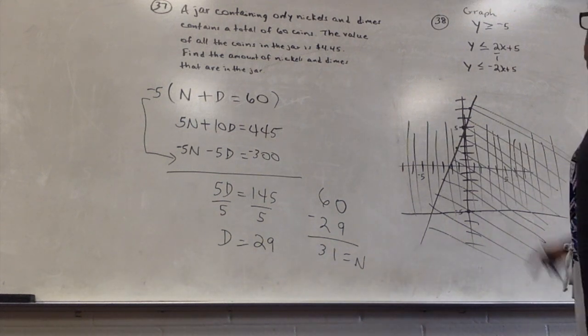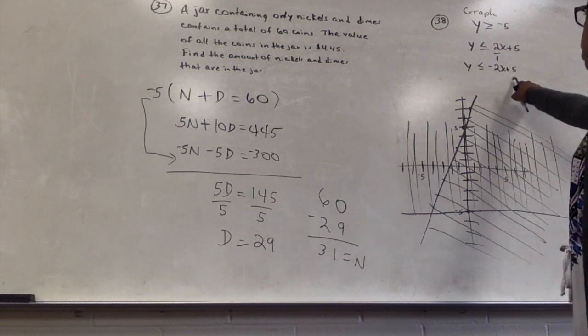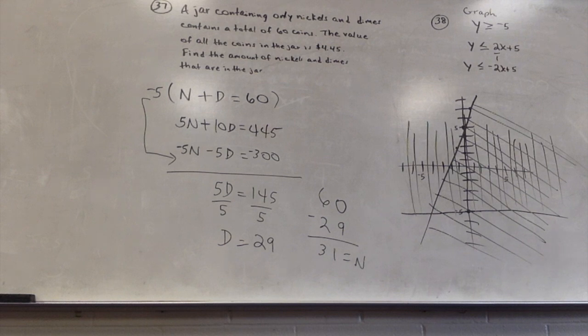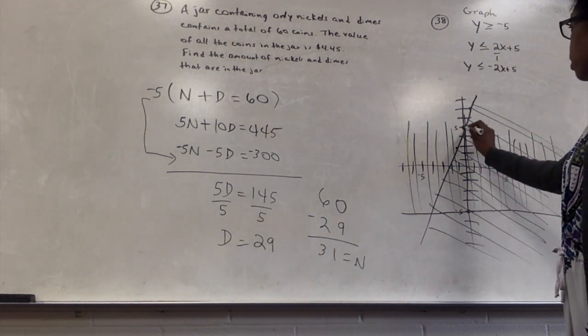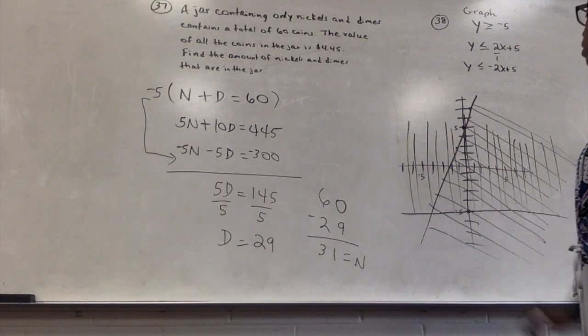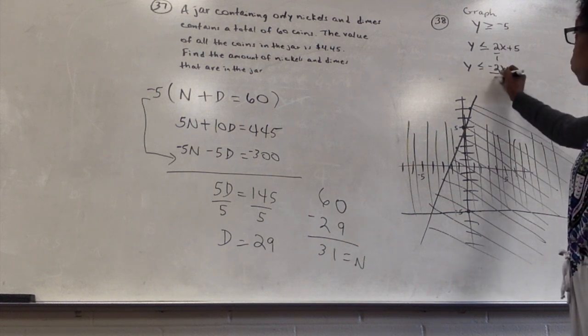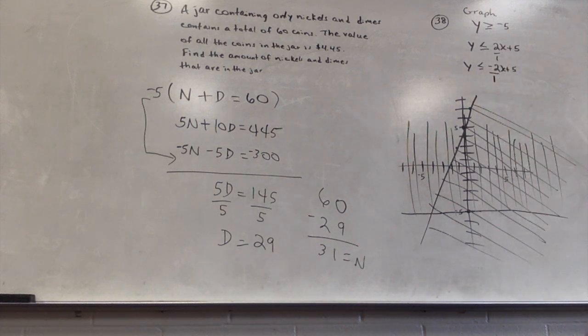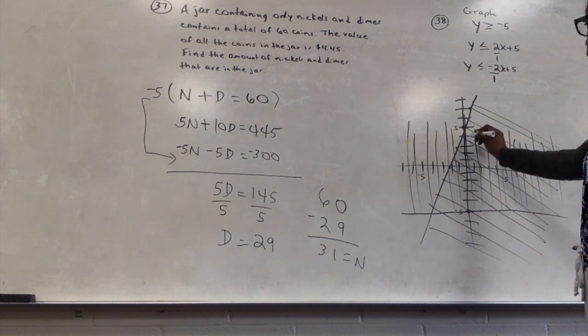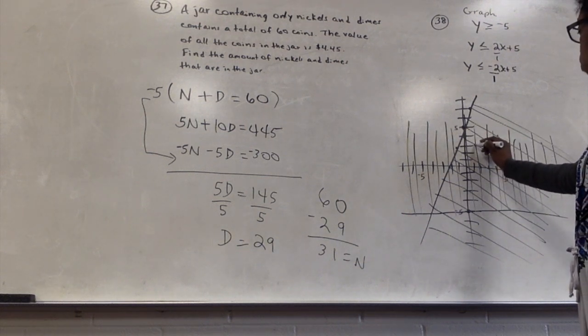Next thing we're going to do is the third inequality. Y is less than or equal to negative 2x plus 5. So once again, we are starting at positive 5 again, so that will be this line. There's the dot for that one. And it says negative 2 for my slope, so I'm going down 2 over 1 to the right. So from my starting point, down 2 over 1 to the right.